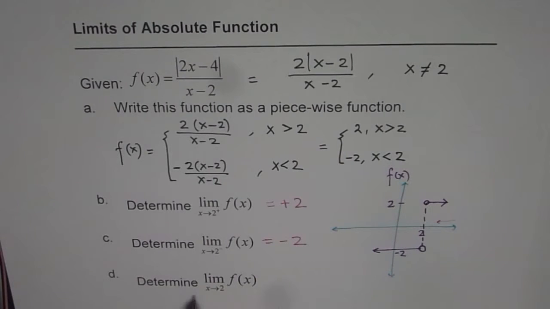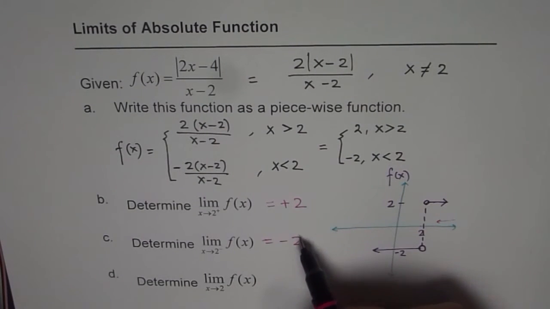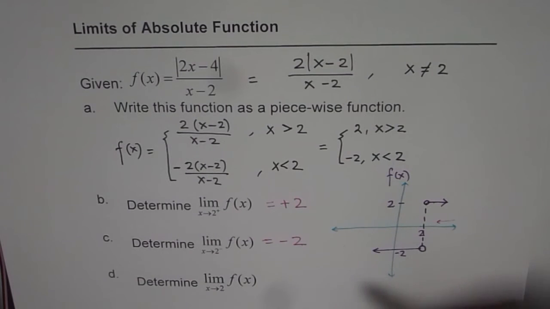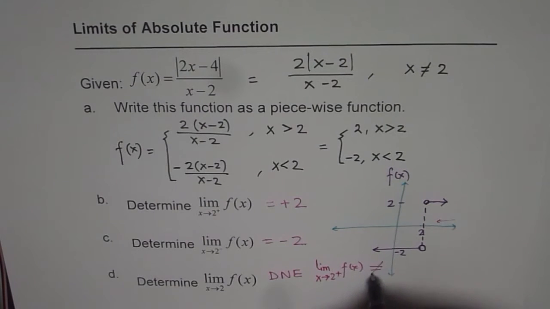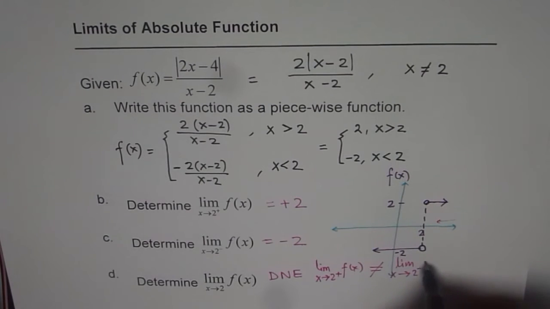Now the question is, determine the limit of this function as x approaches 2. Now since we approach 2 from the left side and the right side to different values, as these two values are not the same, they're different, right? So this limit does not exist. The reason is that these two are not the same, so it is a good idea to give the reason here. Since the limit of x approaching 2 from the positive side is not equal to the limit of the function as x approaches 2 from the negative side, since they're different, the limit does not exist. So that is how you should answer the question.